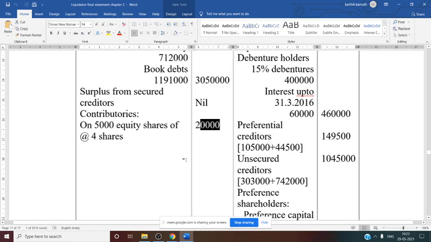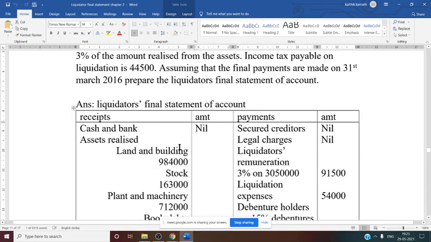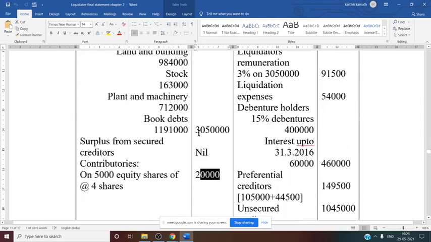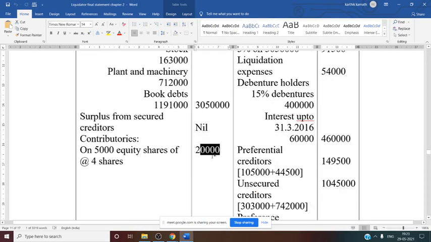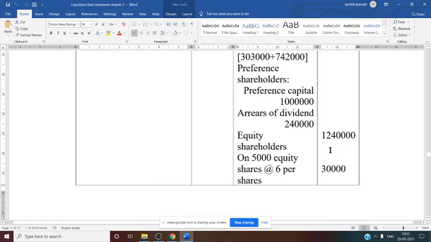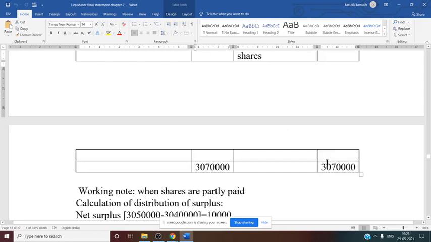So now we have entered all the information, receipt side information as well as payment side information. Now you make the total. If you make the total, 30,50,000 plus 20,000, that is 30,70,000, the receipt side total. See this receipt side total. Now payment side also, again same thing: 30,40,000 we have deducted, then 30,000 you add, now 30,70,000. Yes, so both side totals are now similar.